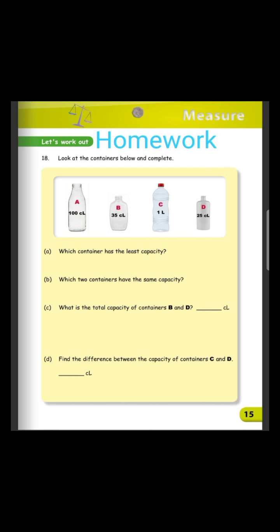And lastly, part D, find the difference between the capacity of containers C and D. C and D, difference. When we hear this word, it means that we have to subtract. So you're going to subtract 100 centiliters minus 25 centiliters. So work it out in your copybook.